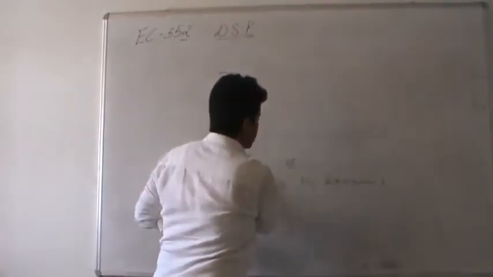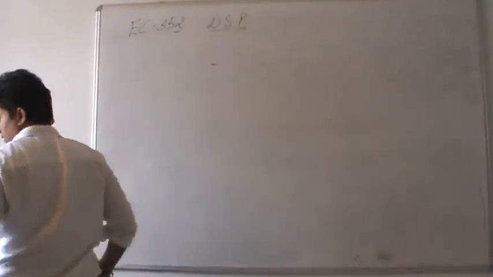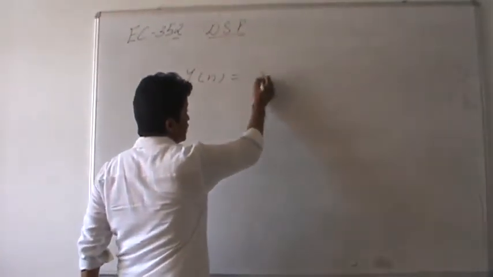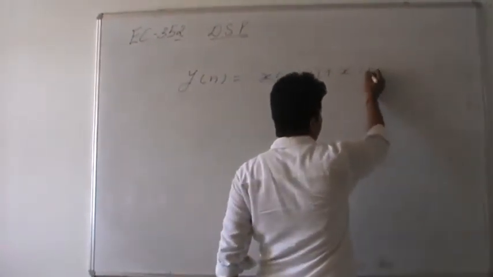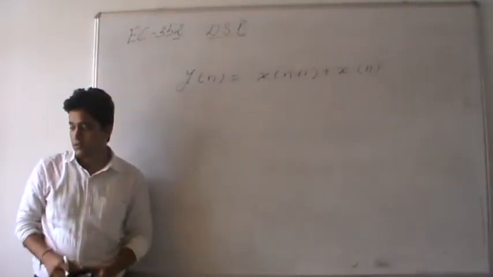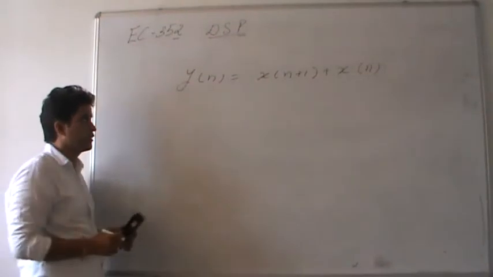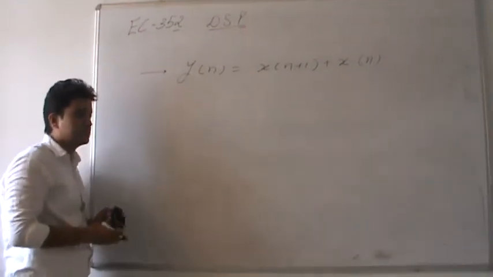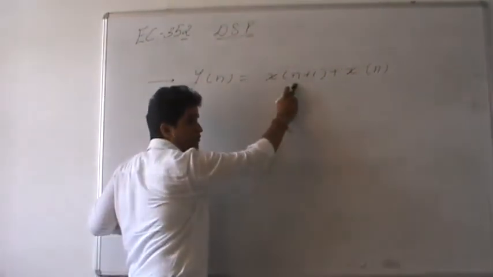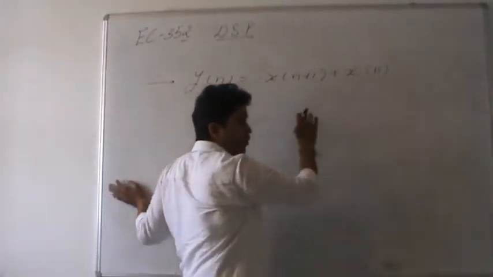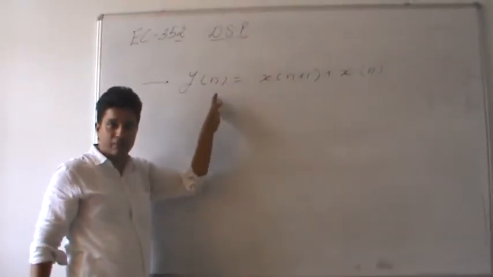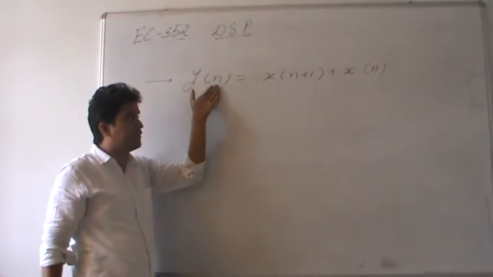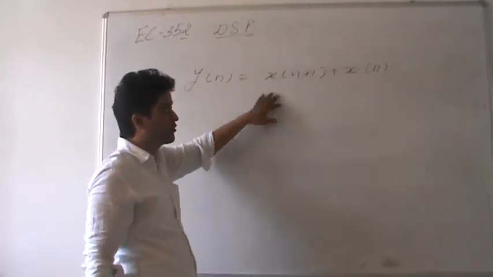Suppose some equation I am writing here, y of n equal to x of n plus 1 plus x of n. We need to find out whether this system is causal or non-causal. n is nothing but a time instant. n plus 1 is a shifted value. x n is the as-it-is value. In normal syntax, x is taken as an input, y is taken as an output. So in any equation, if you find y and x and nothing is written, you take it as an input-output relationship. So this is the output side, which is normally written in standard variable. Right hand side and left hand side, you will find all these things, x n plus 1 plus x n.